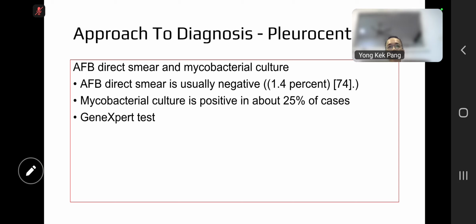Even if you send for mycobacterial culture, this is going to be positive in only about 25% of the cases. Of course, nowadays you can also consider performing GeneXpert tests. It's said to be definitely more sensitive than the AFB direct smear for the pleural fluid.